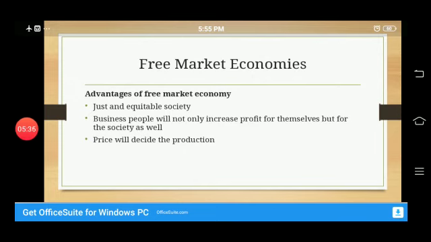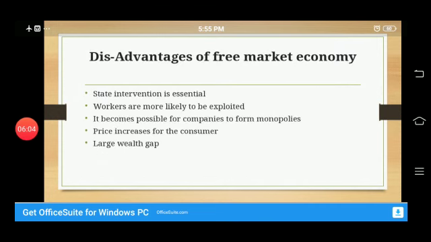Now, what is the advantage of the free market? The main advantage of the free market is that it guarantees the attainment of a just and equitable society. Business people will not only increase their profit for themselves, but they will do so for the society as well. And number three is that the price will decide the production, meaning that the price will decide what to produce, how to produce, and for whom to produce.